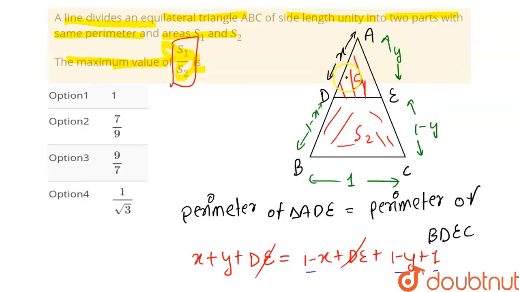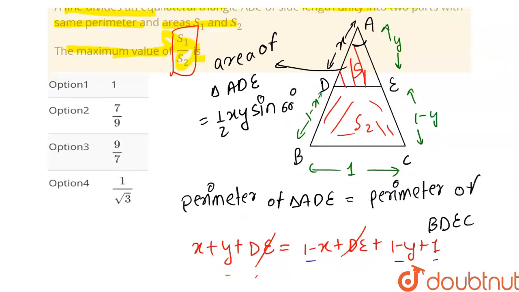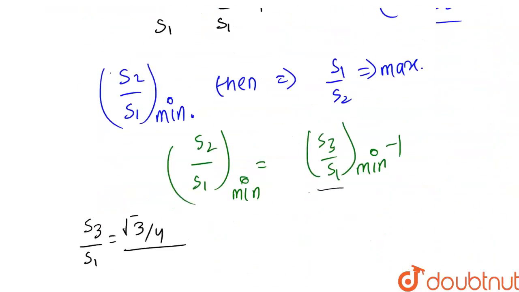So the area of triangle ADE is equal to half of XY sine of the angle between these sides, and that angle is 60 degrees, so it is half of xy sine 60 degrees. So let's write here, our S1 is half of xy sine 60 degrees.